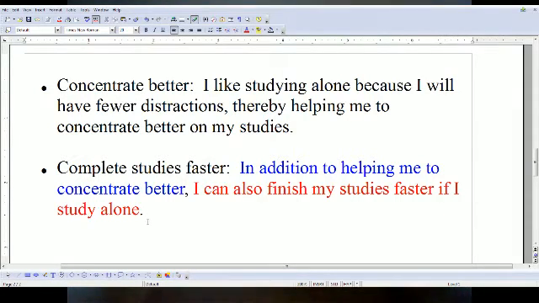See what it says here? So now we can separate the support idea from the main idea. Remember that the main idea, the topic, should be stated in the independent clause part of the sentence here. So I can also finish my studies faster.